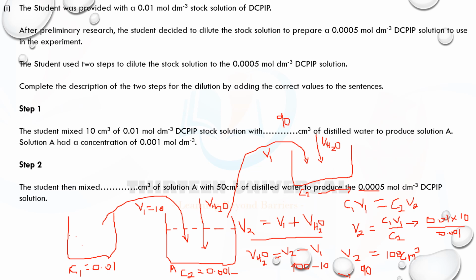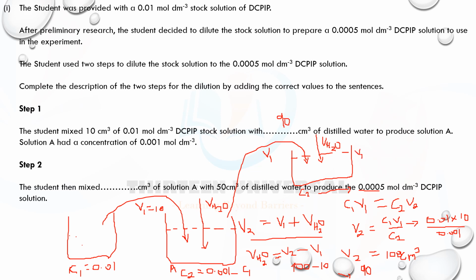My V1. So if I'm moving from solution A to this, this becomes my C1. It used to be my C2, but now it's my C1, because I'm going to use it to make another concentration. So the volume I'm taking from here is my V1. The final concentration is my C2, 0.0005. So what is my V2? That's the question. V2 is going to be the same as the original one, which is 100.